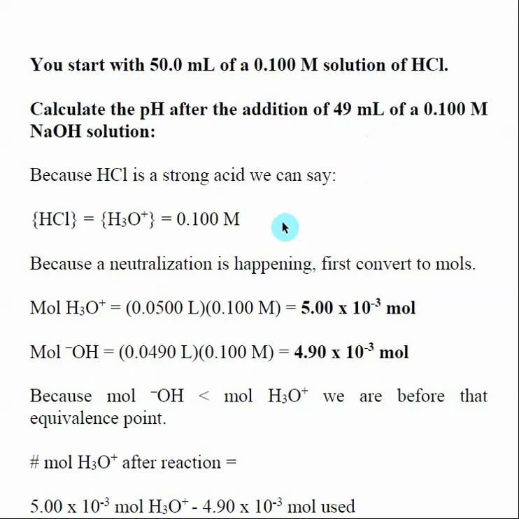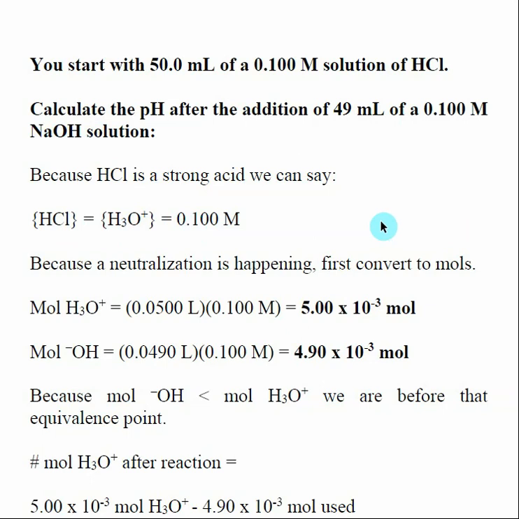Once again, we can say that the concentration of HCl is going to be equal to the concentration of hydronium, because HCl is a strong acid, so the concentration of hydronium is going to be 0.1. We can also say the same thing about the concentration of hydroxide, because sodium hydroxide is a strong base. The concentration of hydroxide is going to be equal to 0.1. We remember that this reaction between our strong acid and strong base is going to be a neutralization.